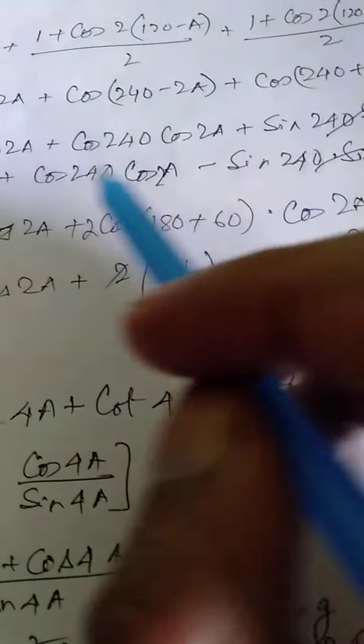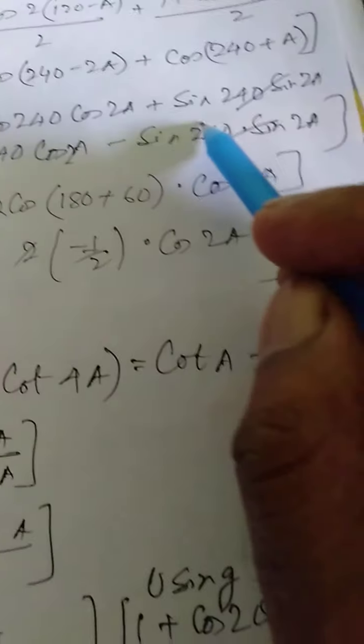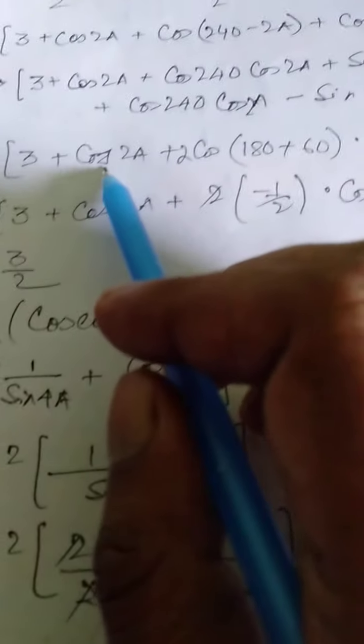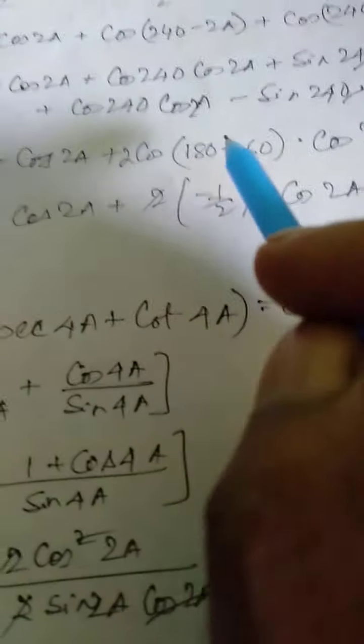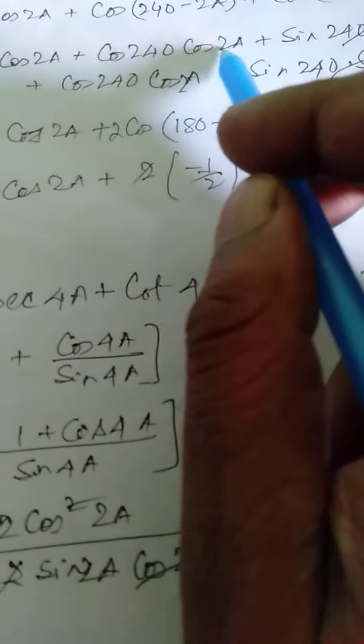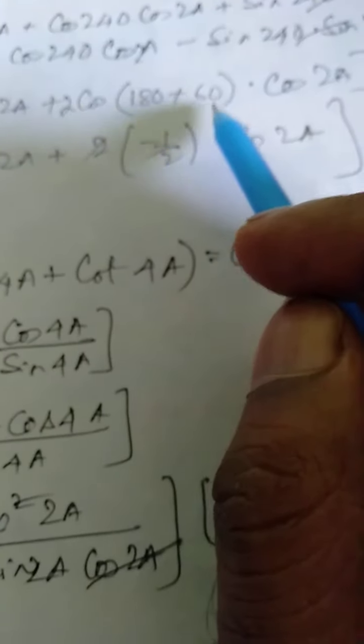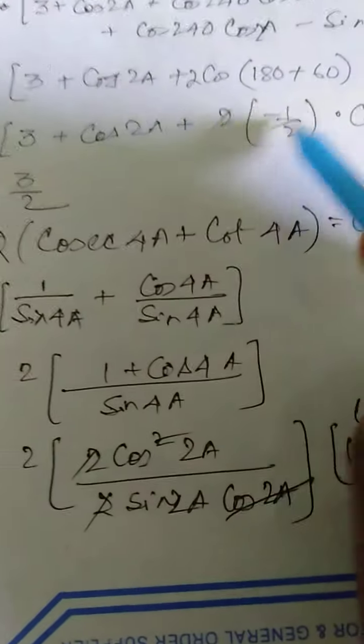Cos 2A, cos 240 cos 2A plus sin 240 sin 2A. And here also you apply the same formula: cos 240 cos 2A minus sin 240 sin 2A. So this part will cancel. Finally we are getting 3 plus cos 2A plus 2 cos 240 cos 2A. So now we have to find the value of cos 240. So we are writing here cos (180 plus 60), that is minus half. So this cos 2A and cos 2A will cancel. Finally we will get 3 by 2.